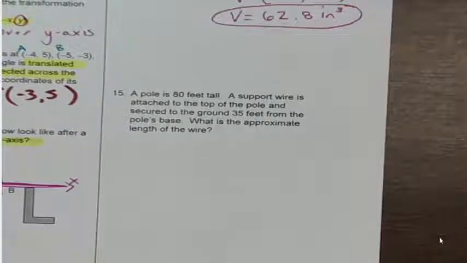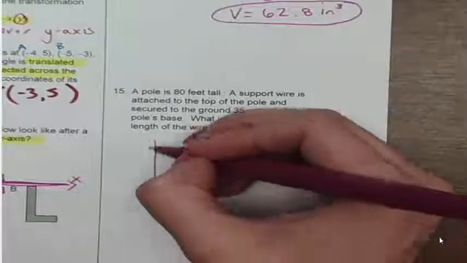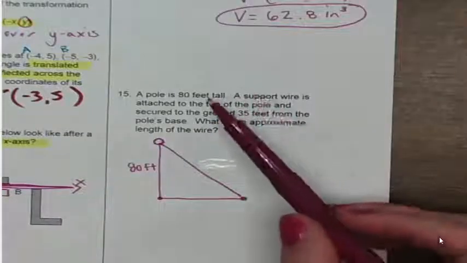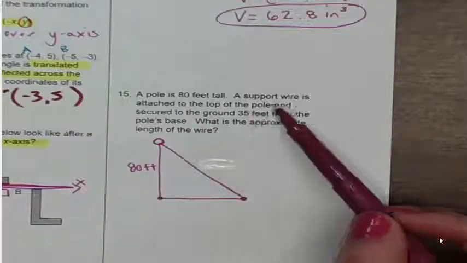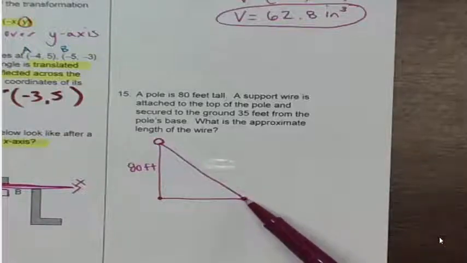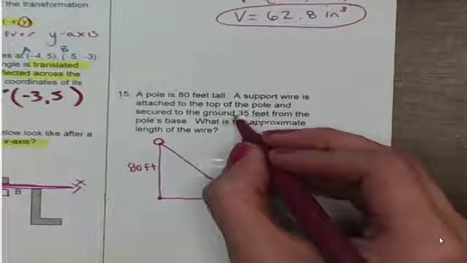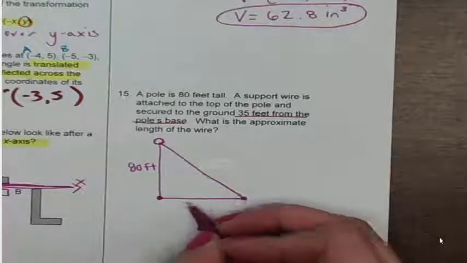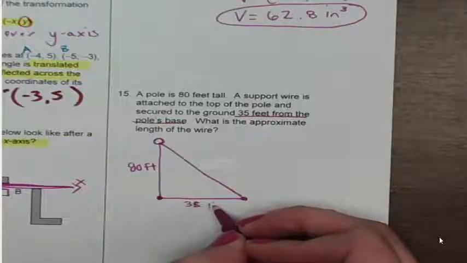A pole is 80 feet tall. A support wire is attached to the top of the pole and secured to the ground 35 feet from the pole's base. What's the approximate length of the wire? Okay, so first of all, there's no picture here, so we're going to draw a picture. Here's my flagpole, and it's 80 feet tall. The wire is secured to the ground 35 feet from the pole's base. Here's the pole's base, and it's secured 35 feet away from that. So this would be 35 feet.